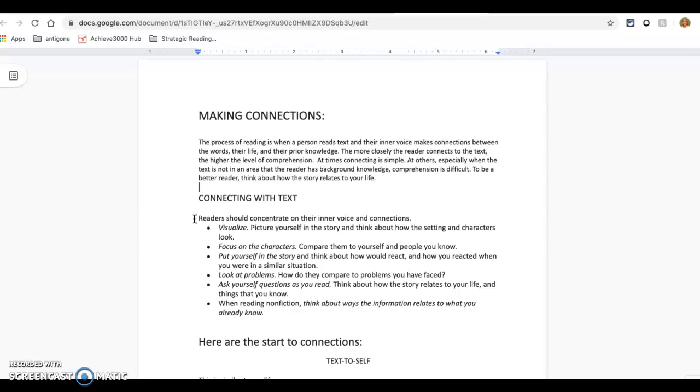I will also have a little disclaimer. These things are written in a way that you might use when you're encountering a piece of literature or a story or a novel, but they can work with textbooks as well. So here's what you should do. When you visualize, you might picture yourself in the story or in the text and think about how the setting and characters look.